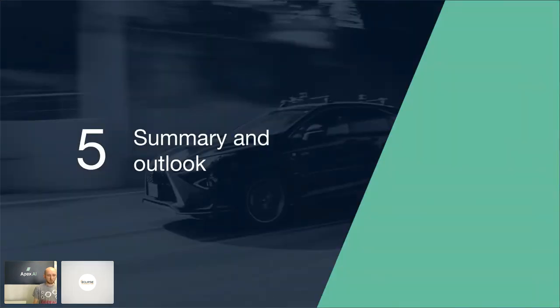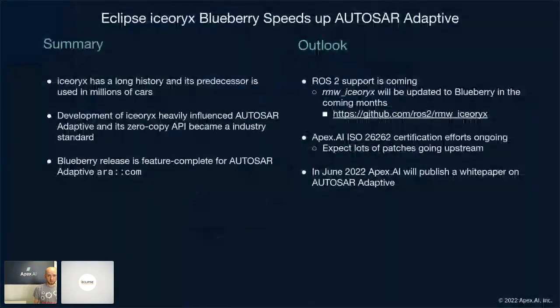All right, let me conclude the talk with a brief summary and also give you an outlook on what's next on the agenda. So, summed up, you've seen that iceoryx has a long history, and its predecessor is used in millions of cars. Also, the development of iceoryx heavily influenced AUTOSAR Adaptive, and its zero copy API became an industry standard. And the Blueberry release is feature complete for AUTOSAR Adaptive ARA::COM. So once again, use it to speed up your AUTOSAR Adaptive binding.